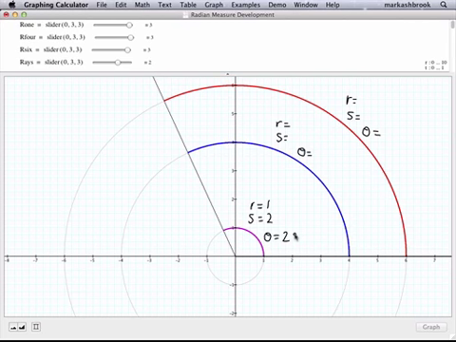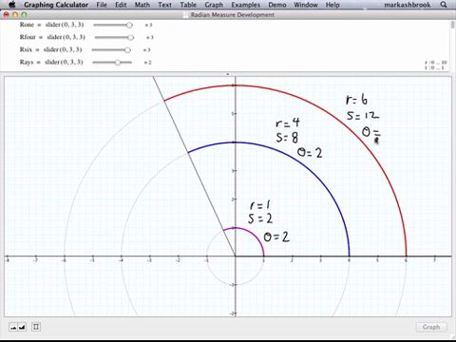So Ben, what's the radius of the blue circle? 4. What is this arc length? Amy, what is the blue arc length in distance units? 8. How many radians is the blue arc length? 2. Radius of the red circle. Mason. 6. Arc length in distance units. Megan. 12. Theta in radians.